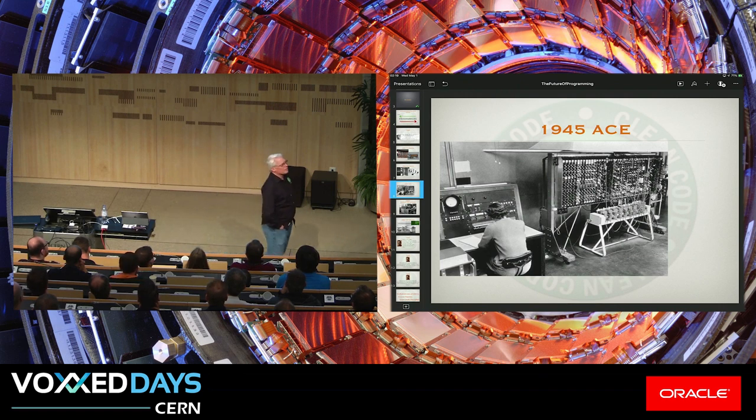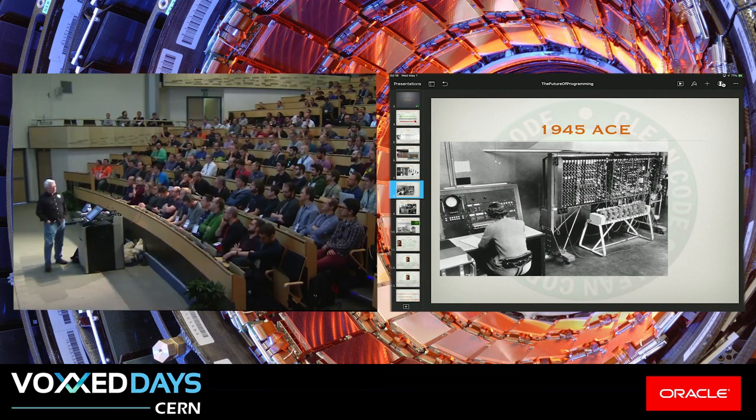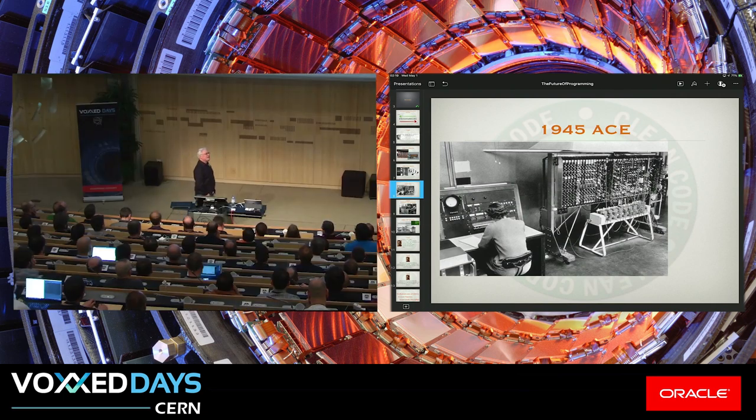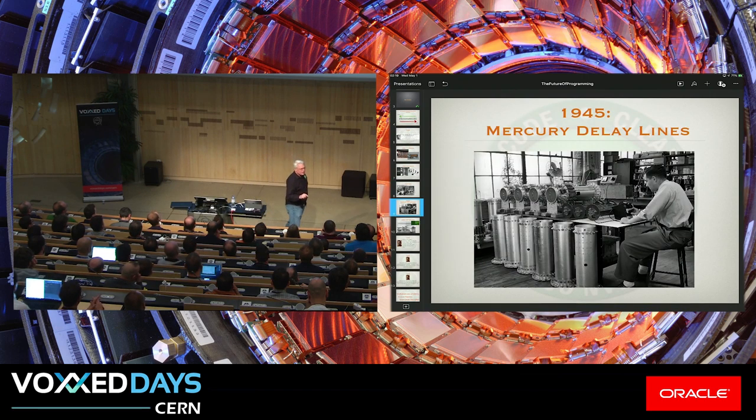This is a computer called the Automated Computing Engine that was built in, I think it was Manchester. It was partially designed by Alan Turing, and Alan Turing wrote the first code that ran on this machine. Now, it was a 22-bit machine. It had an add instruction, but no subtract instruction, because they didn't want to invest in the hardware. It had 1,024 words, 22 bits wide. They wanted to store those words on mercury delay lines. That was the memory that they had planned for it.